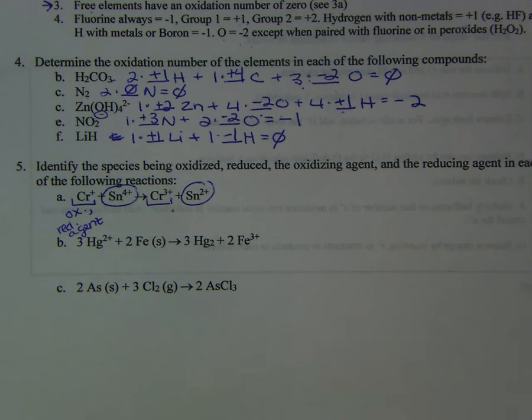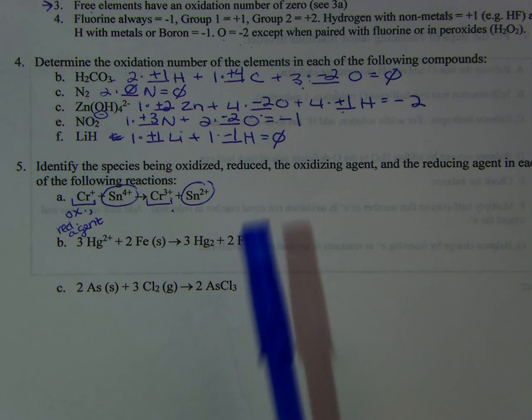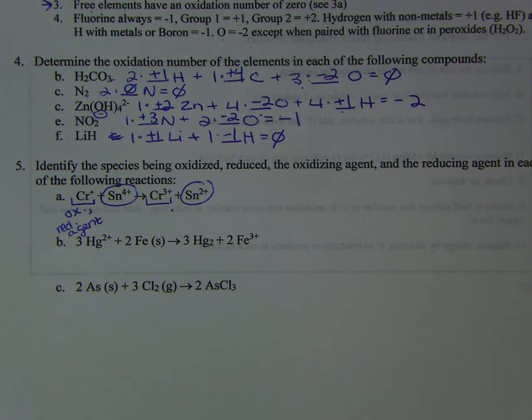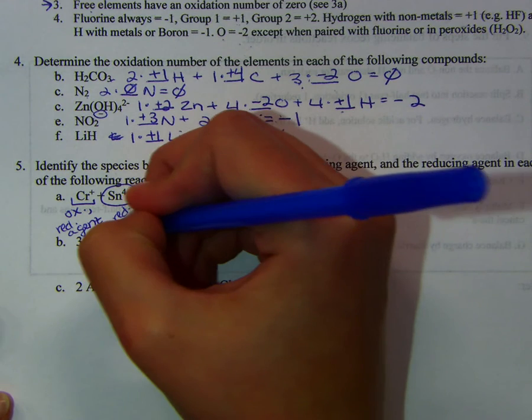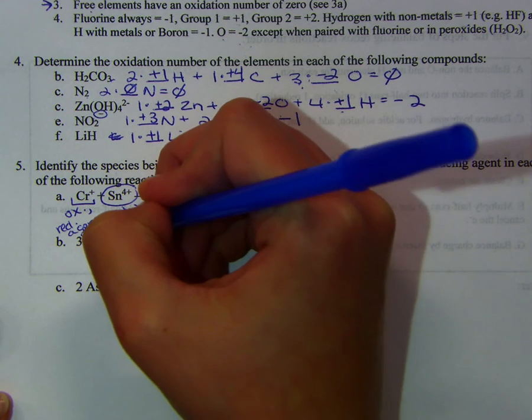Okay, next you've got tin, 4+, now becoming tin, 2+. If something goes from 4+ to 2+, it's becoming more negative. It's not as evident, but it is becoming more negative, because if you think about it, a positive charge of 4 is a lot greater than a positive charge of 2. So if it became more negative, it must have gained electrons, which means then it's the one that was reduced. And if it's being reduced, then you can best believe that this is then the oxidizing agent.